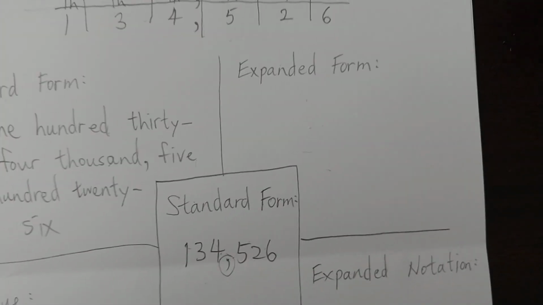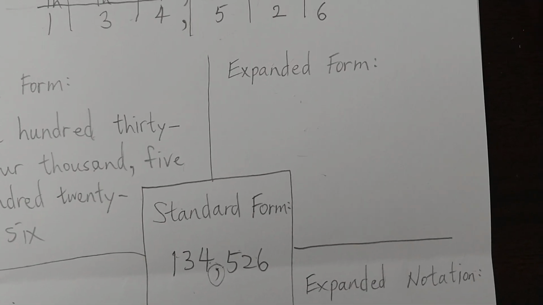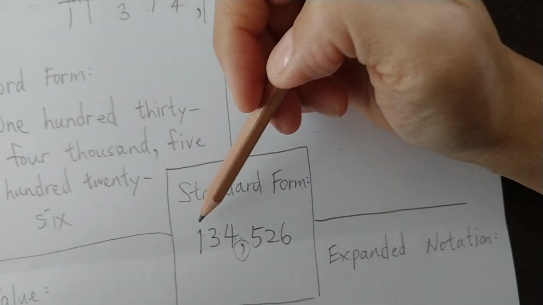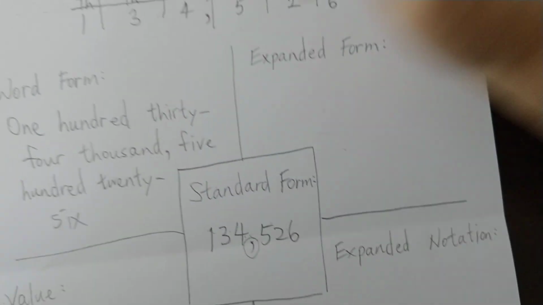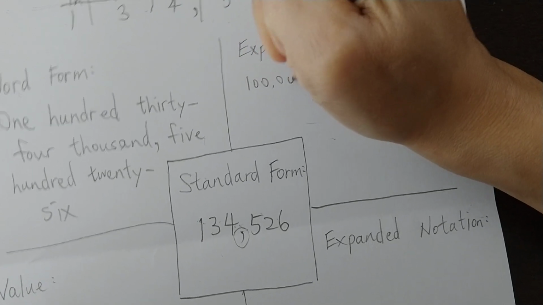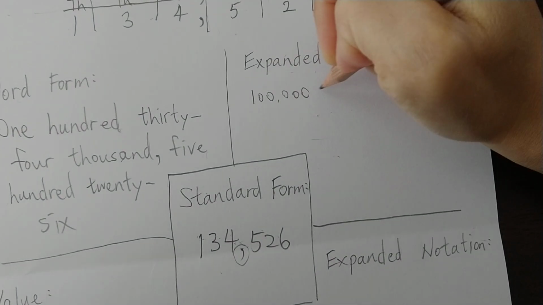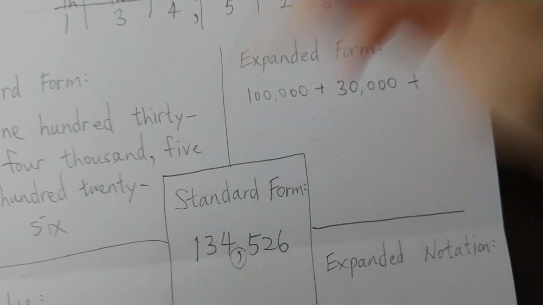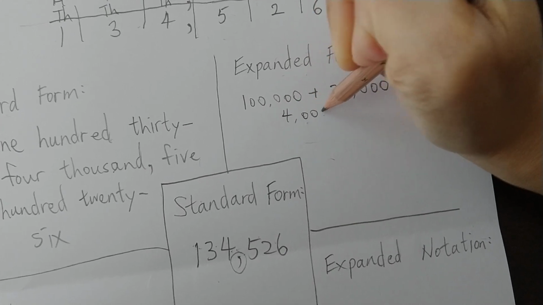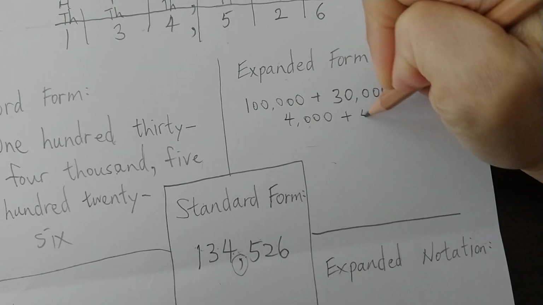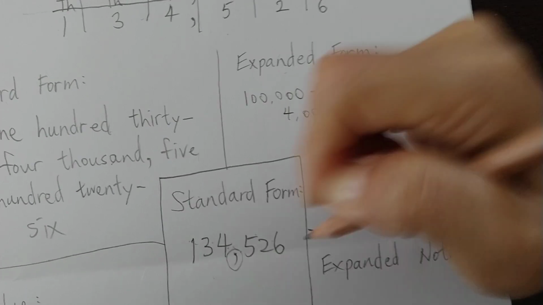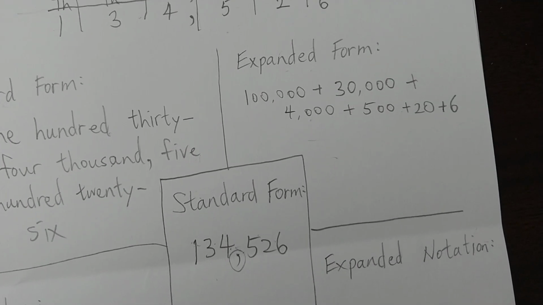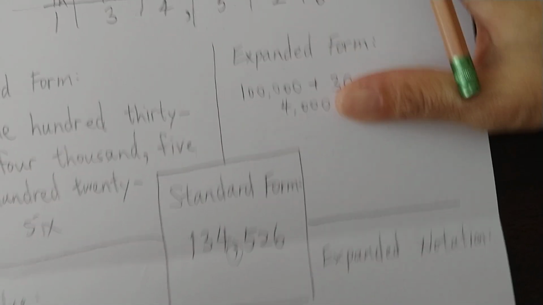Expanded form, students are quite familiar with expanded form from 2nd grade. So they would tell me the value of each digit starting with the biggest value. So the 1 represents 100,000. The 3 represents 30,000. The 4 represents 4,000. The 5 represents 500. And the 2 represents 20. The 6 represents 6 ones. That is the expanded form.